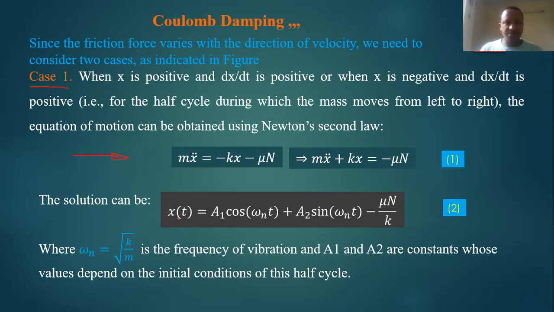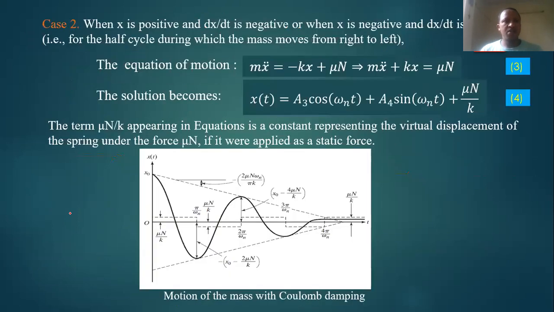Let's assume the solution for this equation, the equation for left to right motion. x of t equals A1 cos omega n t plus A2 sin omega n t minus mu N over k. Applying this into the equation, it will be the solution. Omega n is the natural frequency, which is the square root of k over m.